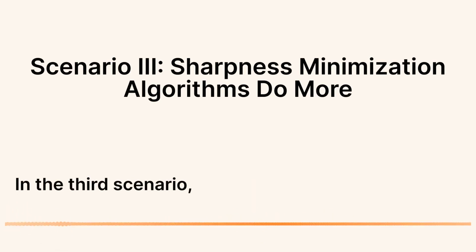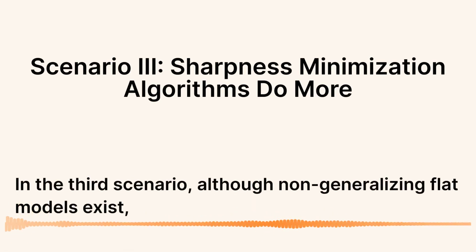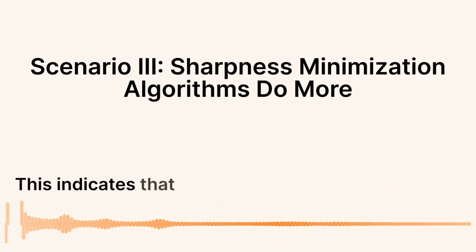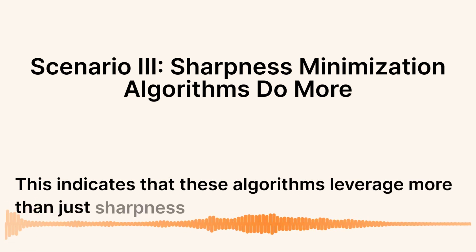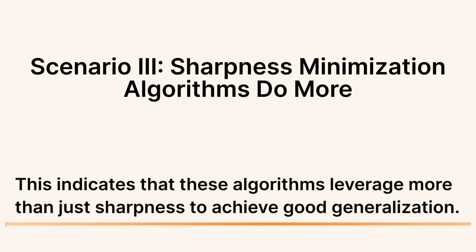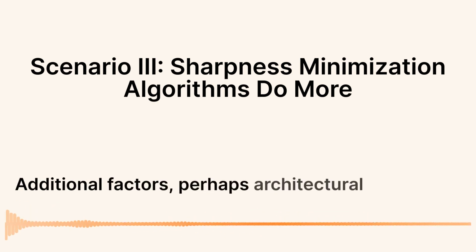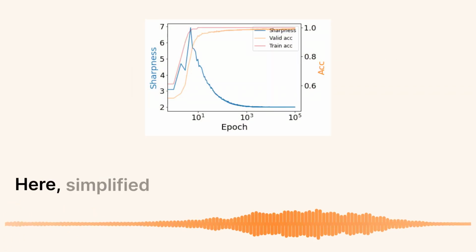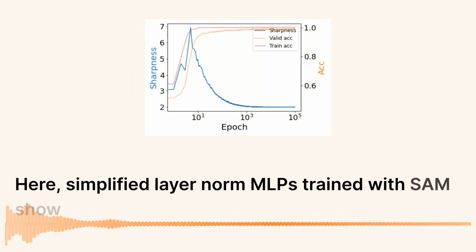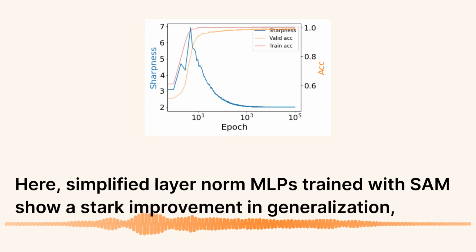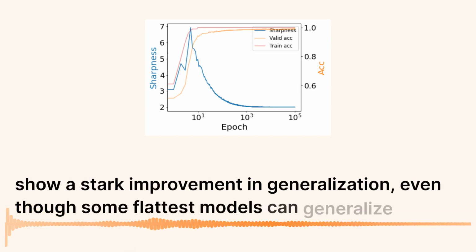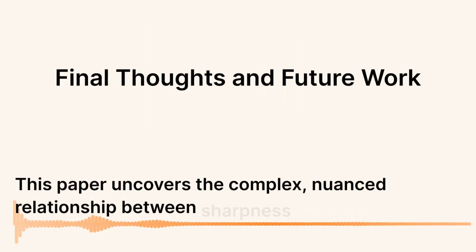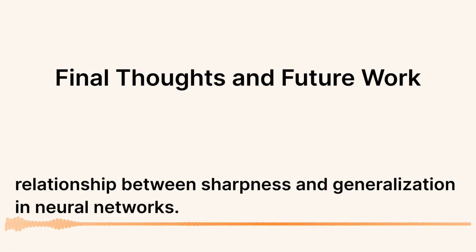In the third scenario, although non-generalizing flat models exist, SAM algorithms still find generalizing solutions. This indicates that these algorithms leverage more than just minimizing sharpness to achieve good generalization. Additional factors, perhaps architectural specifics or dataset characteristics, come into play. Here, simplified layer norm MLPs trained with SAM show a stark improvement in generalization, even though some flattest models can generalize poorly. This paper uncovers the complex, nuanced relationship between sharpness and generalization in neural networks.